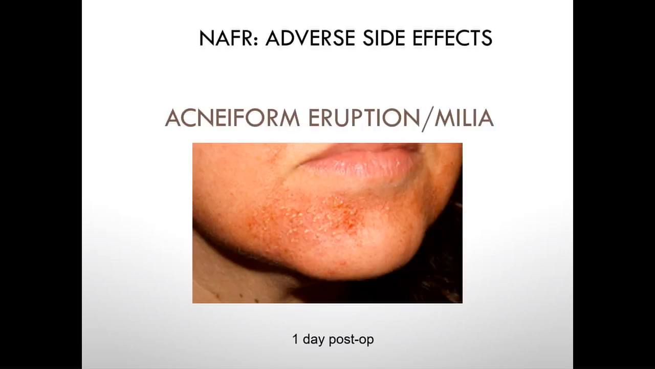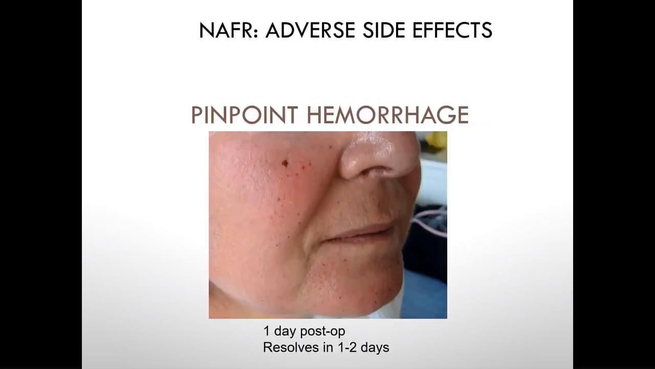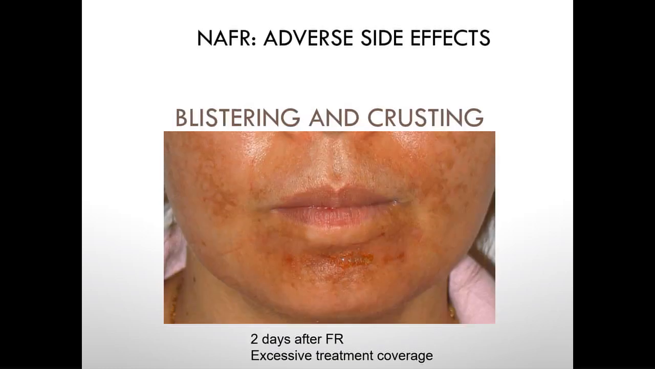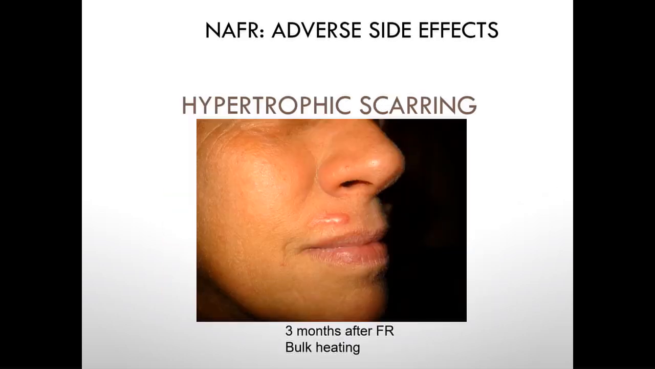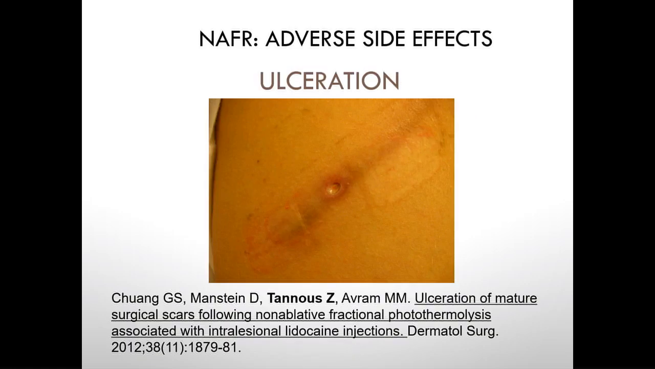You can get acneiform eruption or milia, and this usually can be treated with regular acne medicine. Pinpoint hemorrhage, especially in patients with rosacea, resolves with no sequelae. Blistering and crusting can occur due to excessive treatment coverage, so be careful because this can result in scarring if not treated properly, and hypertrophic scarring can occur. Therefore, you have to really be extra careful when treating small areas such as the upper lip with high energies, because this can lead to bulk heating and scarring.